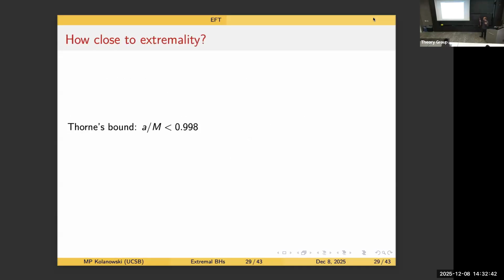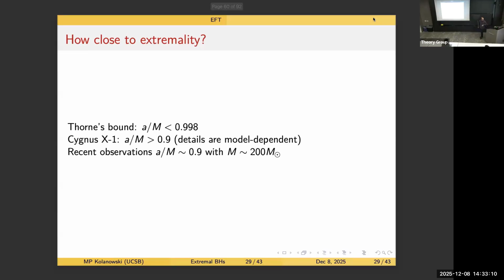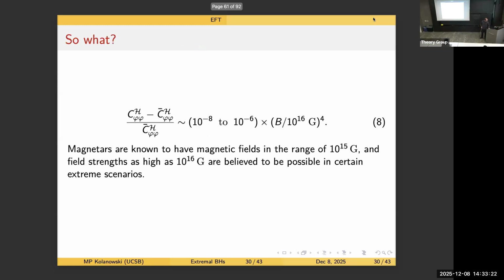Okay, you can also ask how close in real life we could go to extremality, and the general astrophysical bound is given by Thorne, which tells us that a, the angular momentum over mass, must be smaller than 0.998, and in fact we are relatively close. For example, for Cygnus X-1 we can get this to be of order 0.9, and recent LIGO observations would again give us something of order 0.9. For surprisingly heavy black holes, they shouldn't exist.